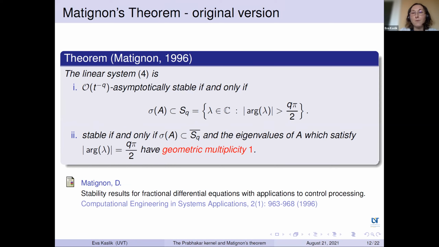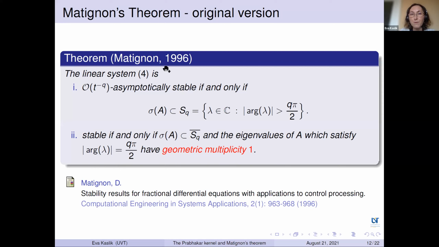So when we were writing our review paper earlier this year, together with my former PhD student and Professor Garrappa, we looked at several papers of Matignon, because we wanted to include a short proof for this theorem into our review paper. We felt that, closer to a tutorial or for educational purposes, it would be nice to have a complete short proof included in our review paper.